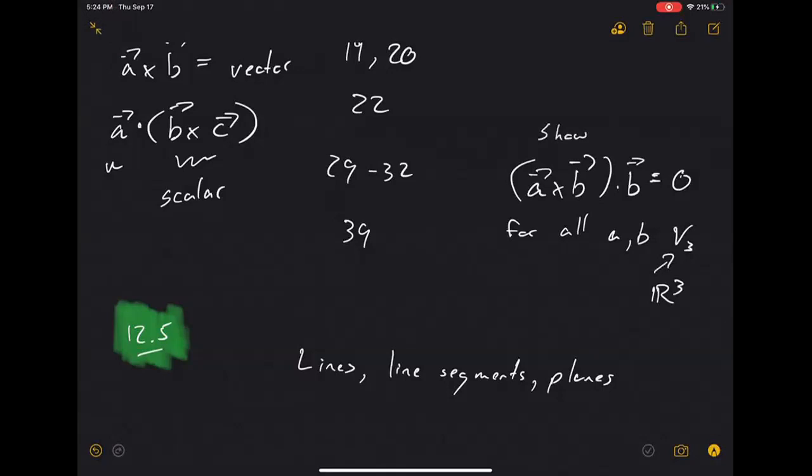Okay, so what do I mean by show? Well, how would you do that? You could start by letting A equal A1, A2, A3, and B equal B1, B2, B3, just kind of leave it in this general notation, and then compute this thing and show it equals 0, okay? So I wouldn't call this a proof, but it's a nice little exercise, okay? Any questions on 12.4?